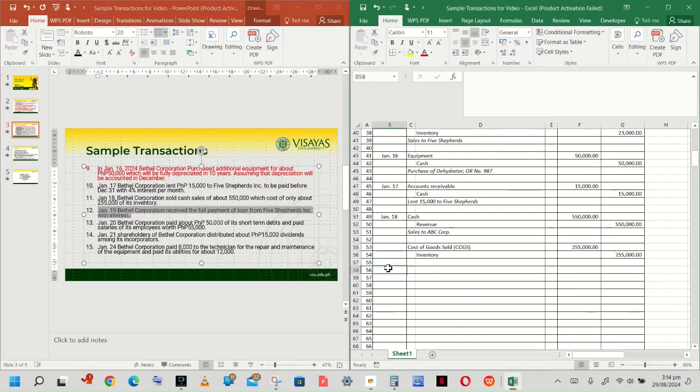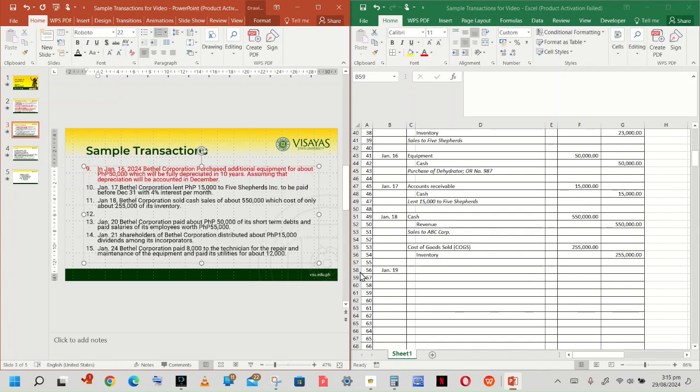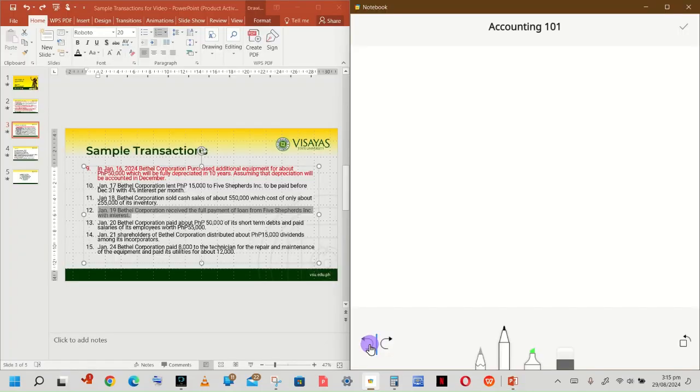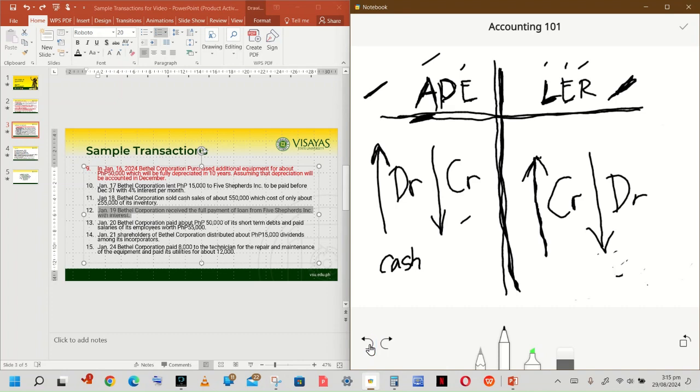So, for January 19, ang transaction natin ay Bethel Corporation received full payment of loan from 5 Shepherds Incorporated with interest. In short, isa-settle niya na yung utang niya dito sa January 17. So, ano yung mga maapektuhan na dito na transaction or accounts? Dahil nagbayad siya, of course, yung madadagdagan natin is yung cash. Ano naman yung iba pang accounts na maapektuhan? So, kung nagbayad siya ng cash, wala na siyang utang. So, wala na tayong accounts receivable. Then, mind you guys, yung accounts receivable natin from this company is only 15,000.